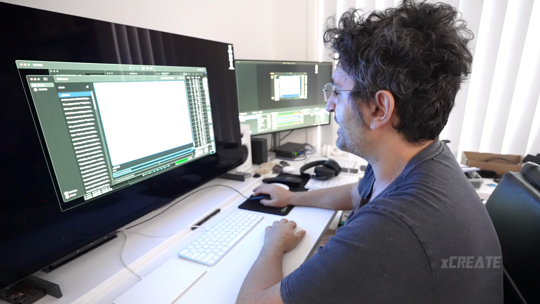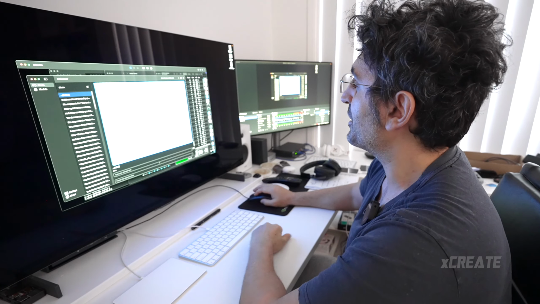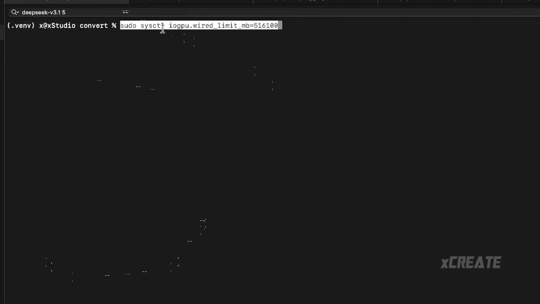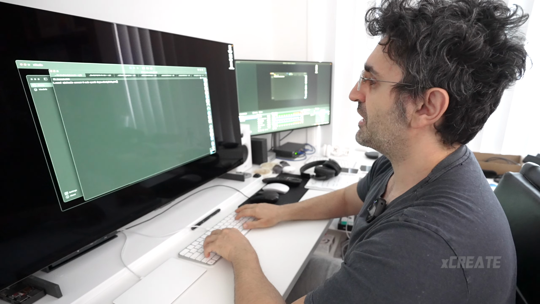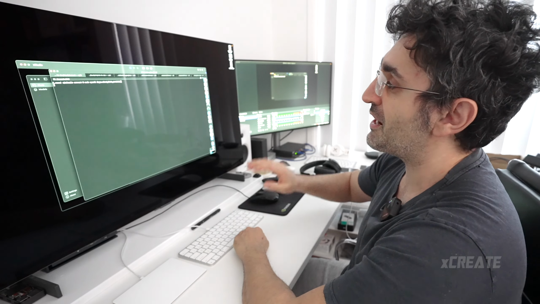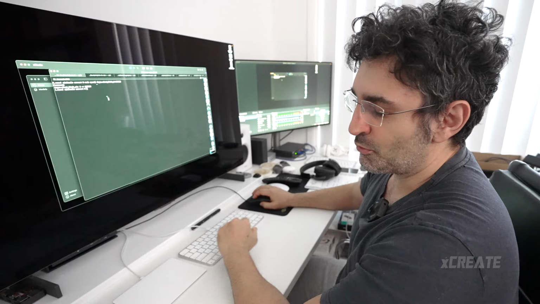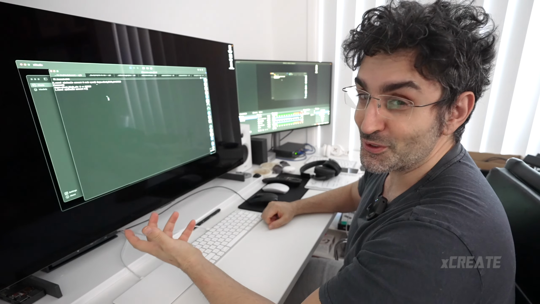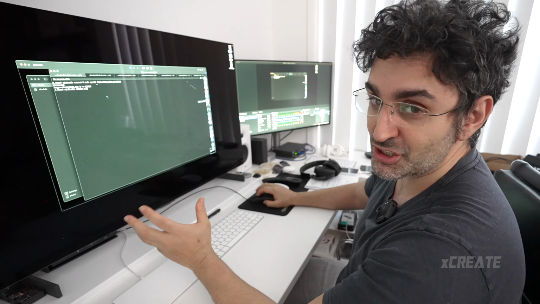So right now it says we've actually run out of memory. So to fix this problem, I'm going to have to go in and type this magic command called sudo sysctl iogpu.wired_limit_mb. And I'm going to increase it to 50700, which gives me 16 gigabytes of RAM free to play with. Whereas by default on the system, 512 gigabytes, it reserves 48 gigs. So I've unleashed the beast.